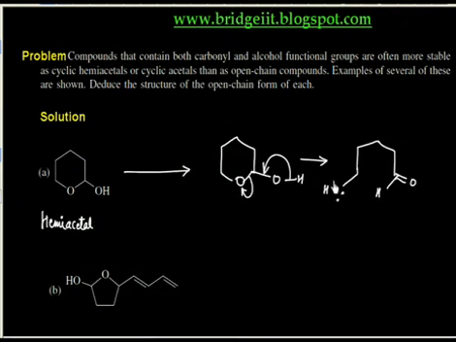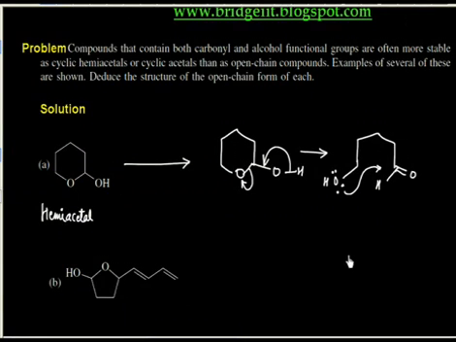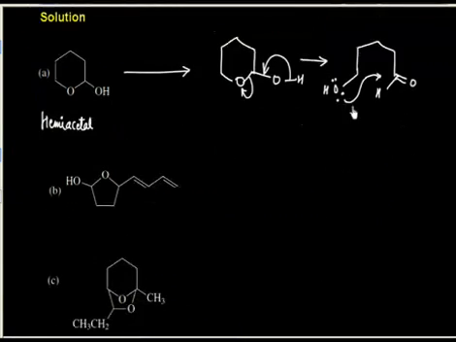Are you getting or not? So this is the carbonyl compound. If I attack this oxygen here, I will get this hemiacetal. So this is the open chain structure. So this is an example of intramolecular hemiacetal formation. Are you getting? Now let us discuss the next.